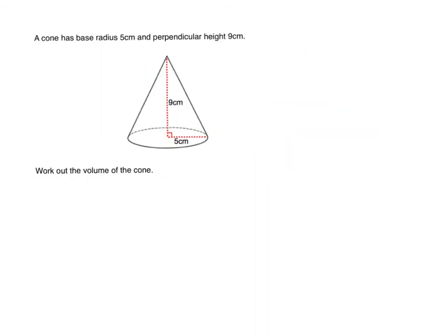The next two examples are for cones. The formula for the volume of a cone is 1/3 area of base, so 1/3 pi r squared, times the height. So for this cone, we want 1/3 times pi times the radius squared, and the radius there is 5, times the height, which is 9.